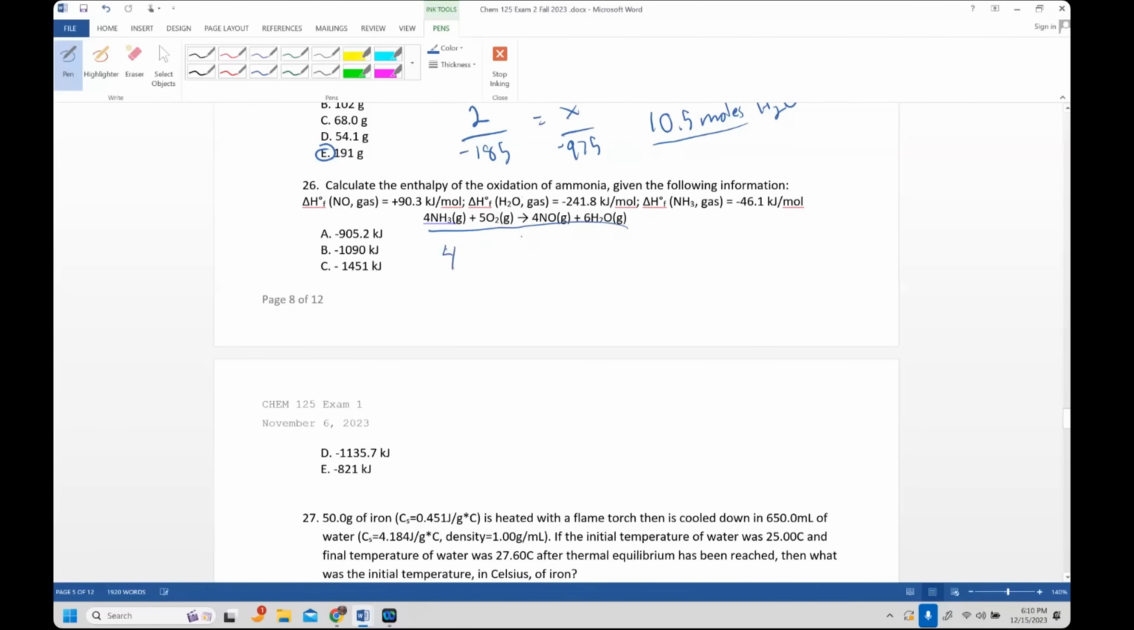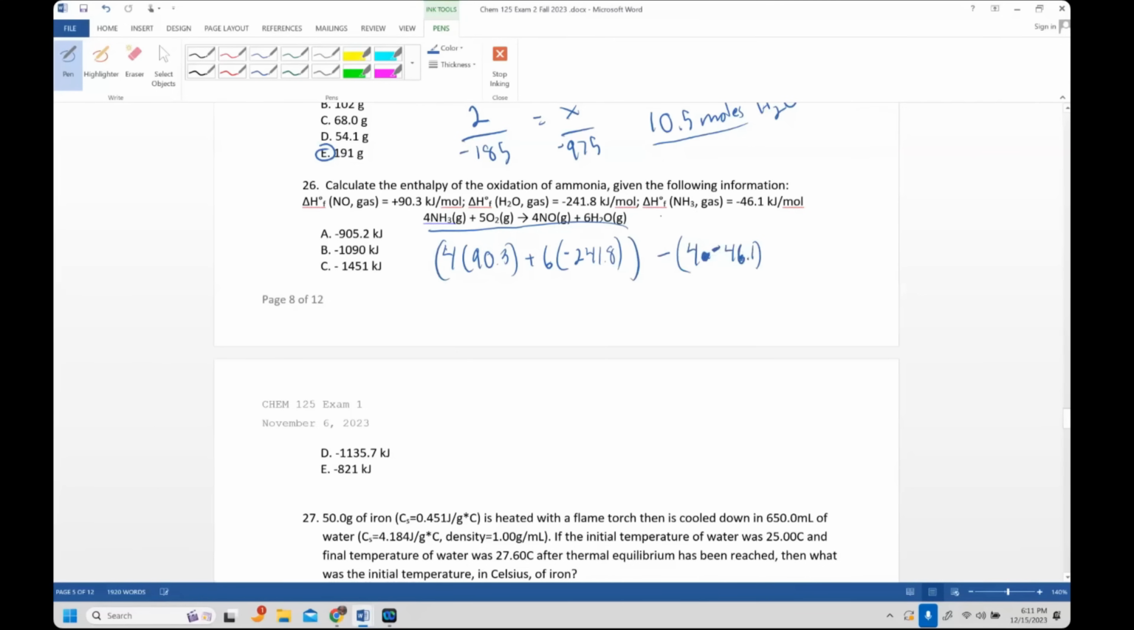So products, 4 times NO. NO is 90.3, so 4 times 90.3 plus 6 times water. Water is negative 241.8. That whole thing is the products, minus the reactants. Reactants is 4 times NH3, which is negative 46.1. That should be times negative 46.1.